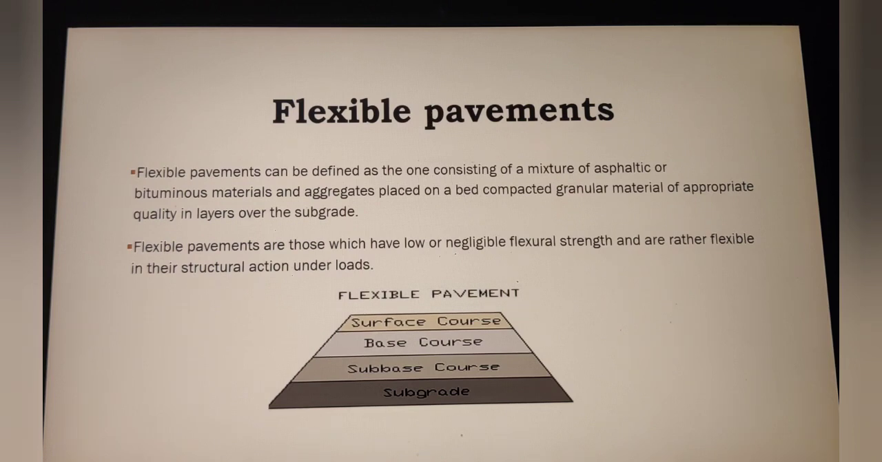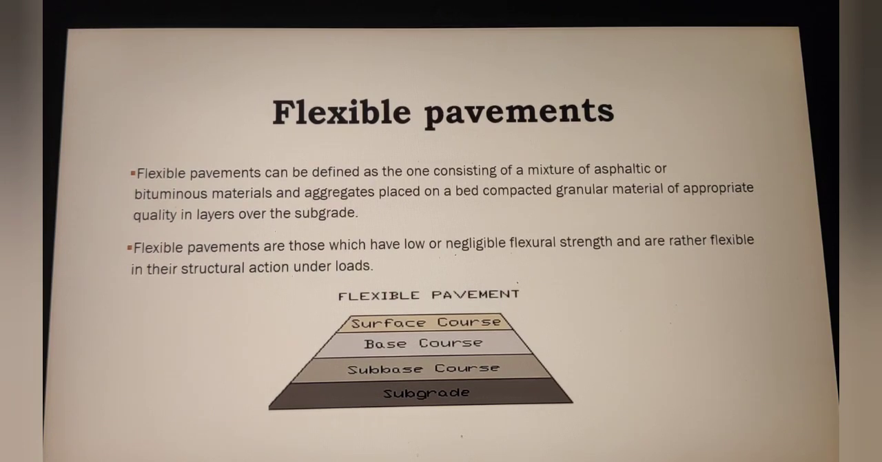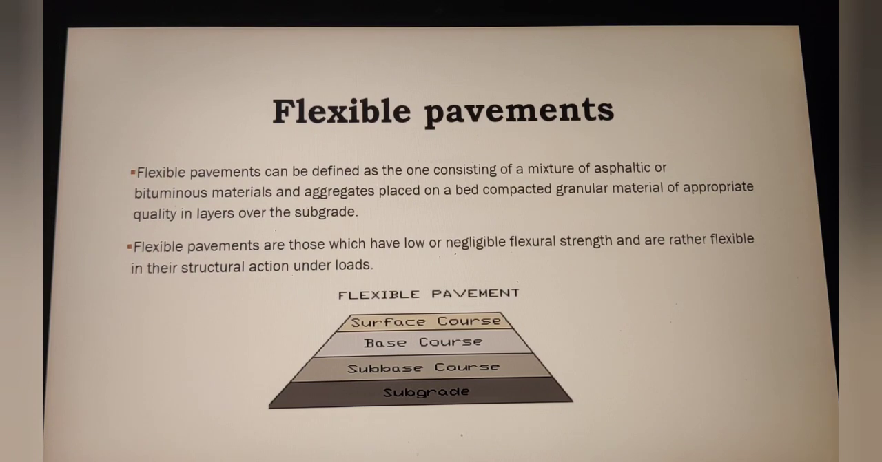Here you can see the different layers of the flexible pavement. The top layer is the surface course. Below the surface course you have the base course. In certain cases between these two layers you will have the binder course. Below the base course is the subbase course, and the lowest layer is the soil, that is the subgrade soil on which the pavement construction is done. This type of pavement has low or negligible flexural strength, and it is mainly made up of asphaltic or bituminous material.